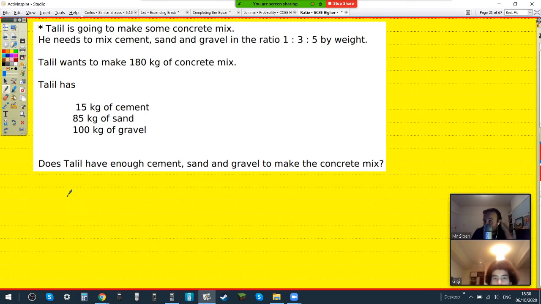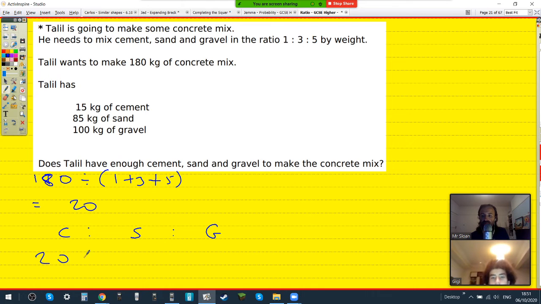180 divided by 9 is 20. So he needs 20 kilograms of cement, 60 kilograms of sand, and 100 kilograms of gravel. Okay. Does he have enough cement, sand, and gravel?